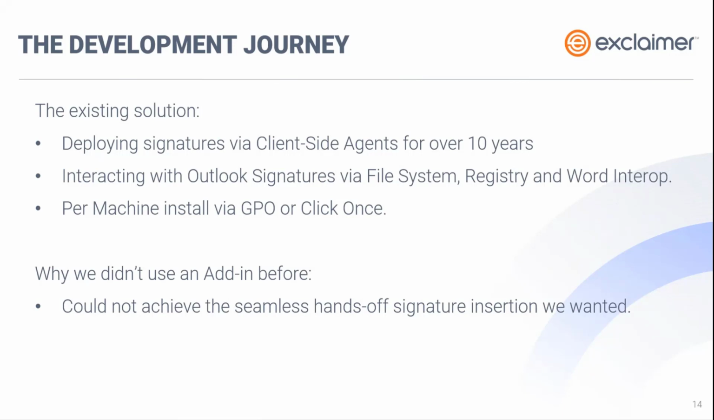So we've been producing client-side add-ins that have been able to update Outlook signatures for over 10 years now. And that agent works well, but it requires us to go into the file system, to match the formats used by Outlook, to manipulate the registry, and really to force Outlook to do something it didn't really want to do. From the install front, it required the agent to run on the machine, so that's installed via GPO, or a user interaction for that first install via ClickOnce.